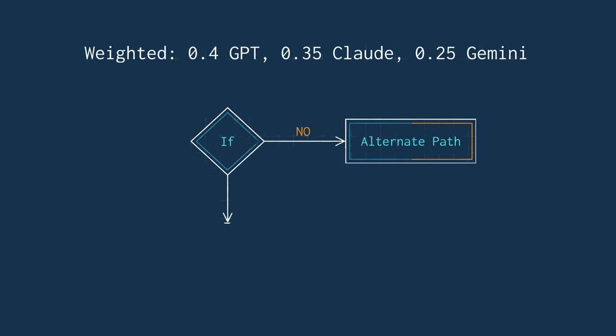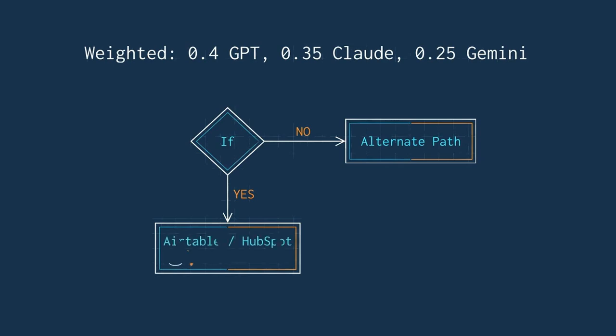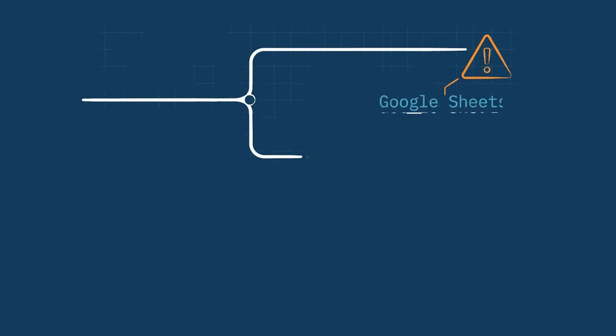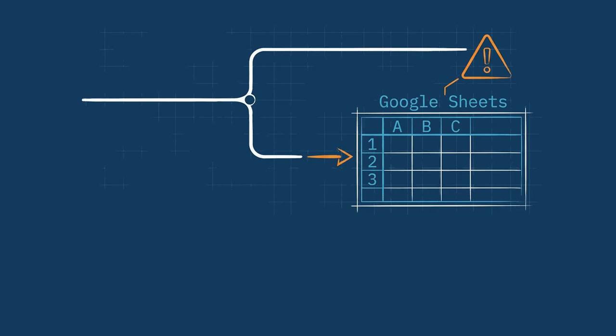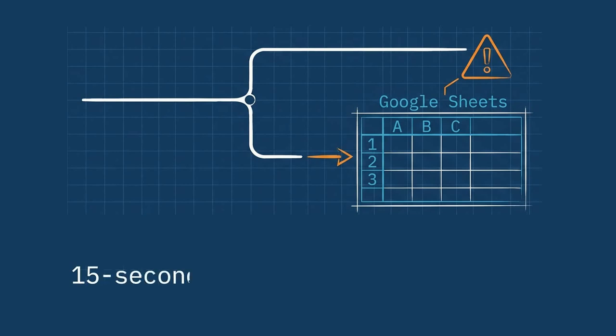Add an if node after the code node. If a consensus was reached, route to your action node, an Airtable record update, a HubSpot property write, or a Slack notification via their respective N8N nodes. If no consensus was reached, route to a secondary path that logs the disagreement to a Google Sheets node, capturing the raw outputs from all 3 models for human review.